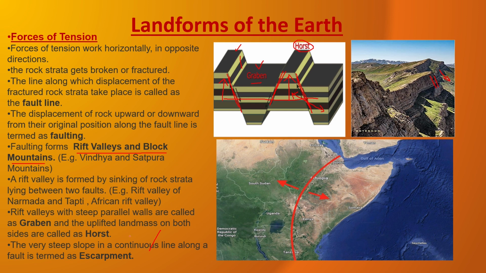Now, the very steep slope of the continuous line along the fault is termed as escarpment. Here you can see the escarpment continuously it has gone, and this particular side is called escarpment and the other side is called dip, dipping to the other side. Actually it is tilting. One side is lifted up and the other side is tilting, and this particular part is called escarpment.